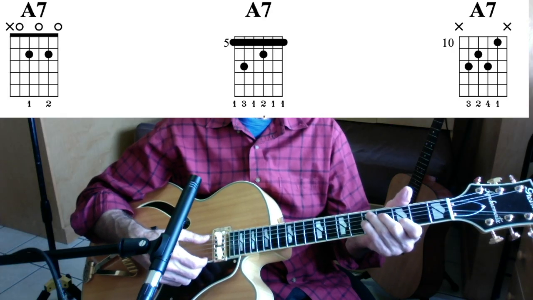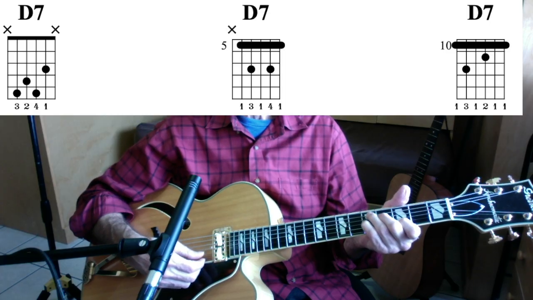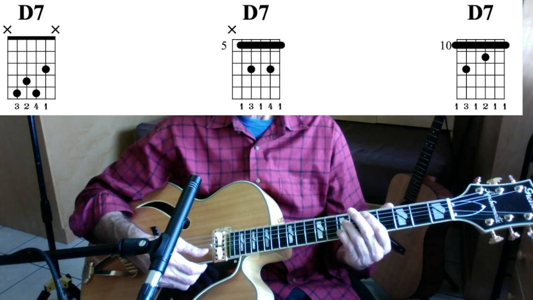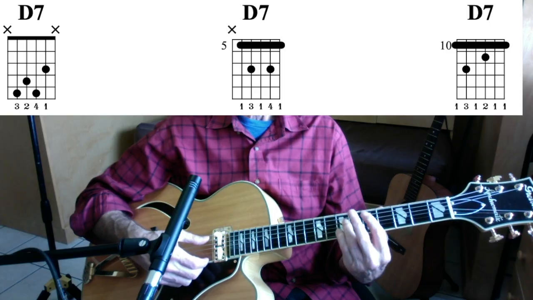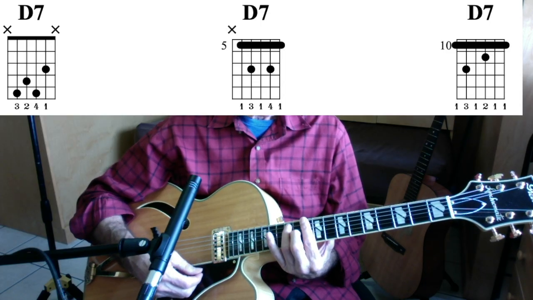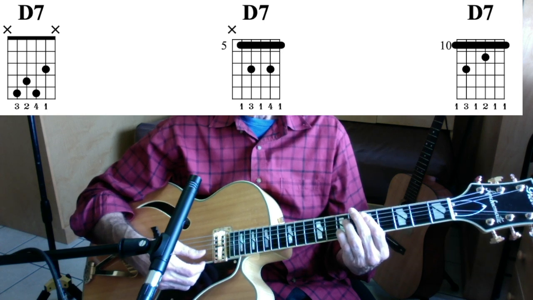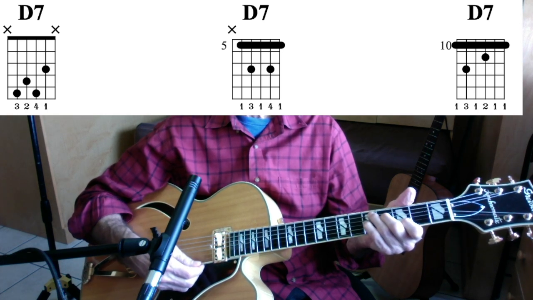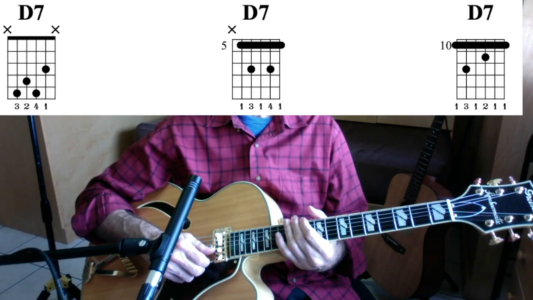The first one's right here, middle 4 strings only. D7. And then up on the 5th fret. Remember, they share the same root note, don't they? And then we have the D7th up on the 10th fret. Back to the 5th. Back to the 3rd. And last but not least, we have the G7.